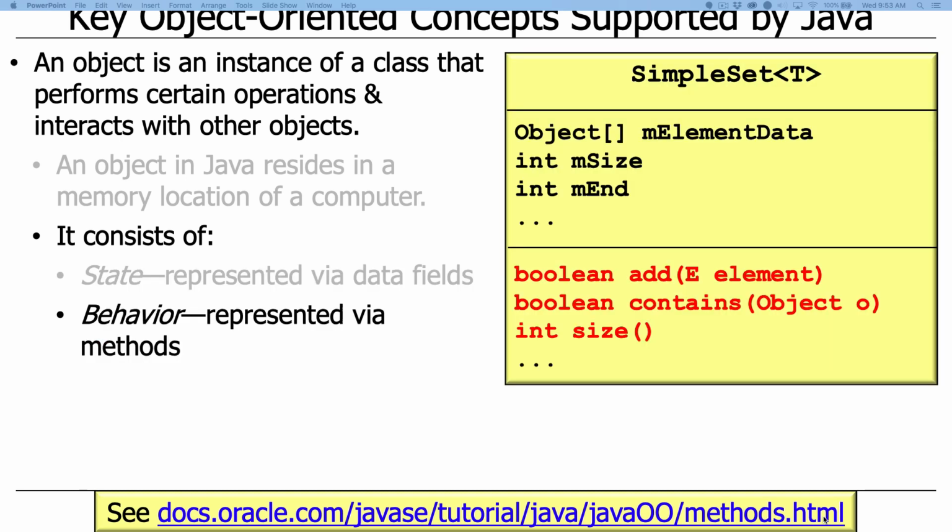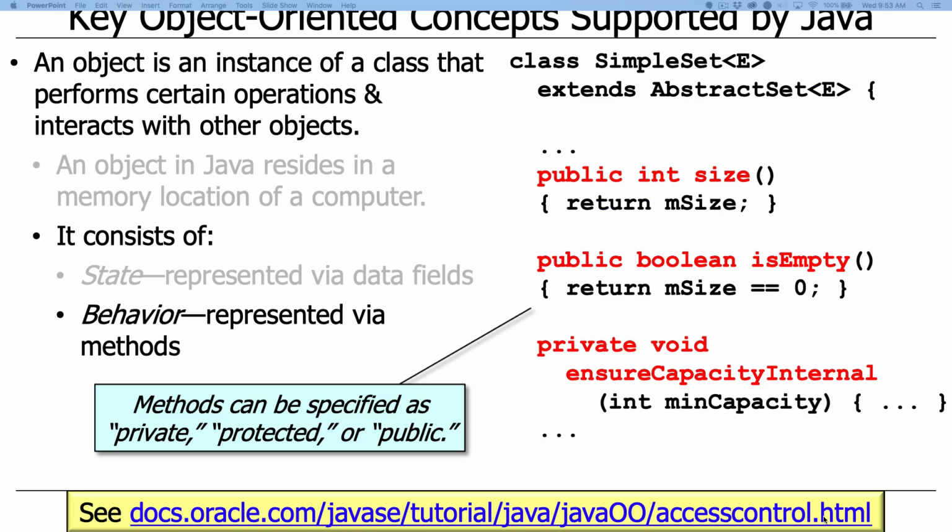The other kind of capability you have, of course, are behaviors, which are represented by methods. Again, with our SimpleSet, you could have a bunch of methods. And then here's some examples of these, where you could have some public methods like size, which is an accessor that returns the size. You could have isEmpty that does some comparison. And you can also have methods that are private, which cannot be accessed by anybody except the class implementation.